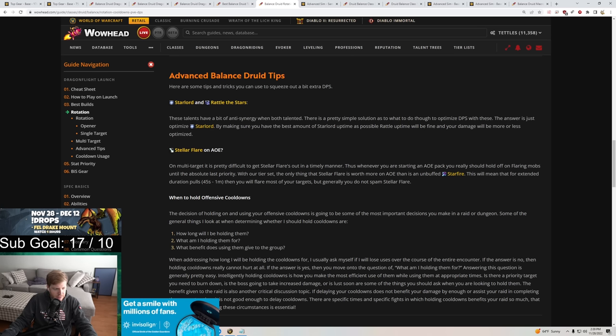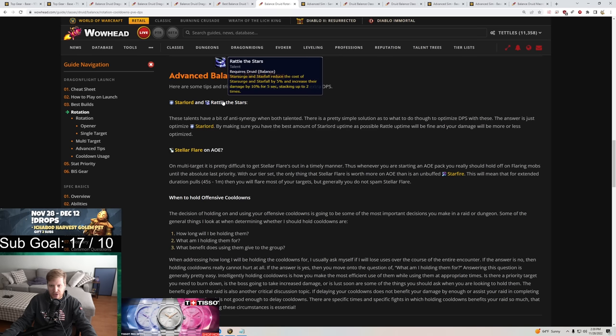Starlord and Rattle is a bit weird. Basically, you only play around maximizing uptime on 3-stack Starlord. You're pretty good as long as you do not ignore Starlord and only look at Rattle. It's one of those situations where, with Rattle the Stars, you would think, oh, okay, I should only be playing around Rattle the Stars and my Starlord uptime will be sufficient. This is not necessarily the case.